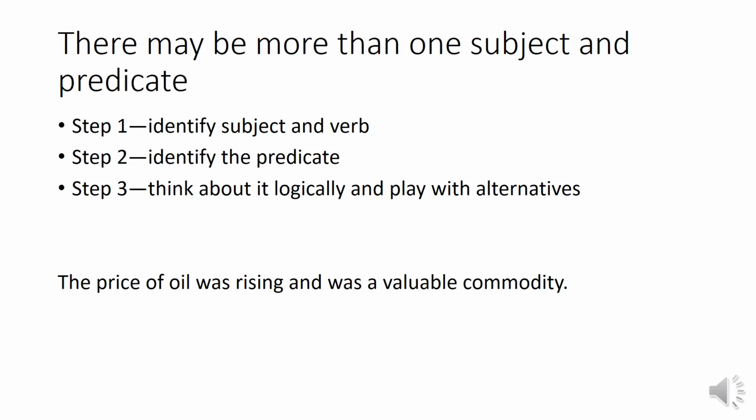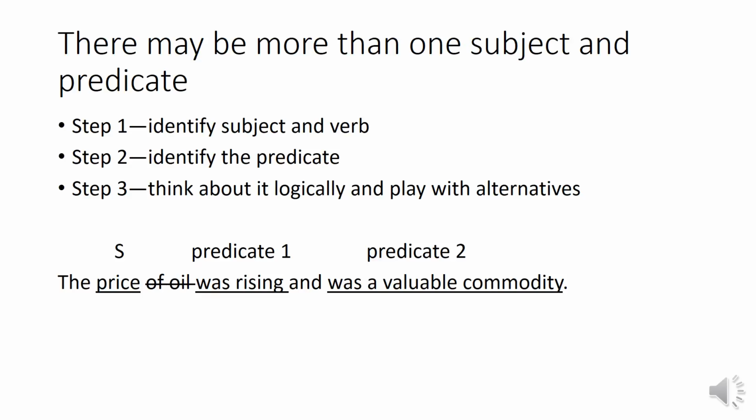Watch out for sentences that contain more than one subject or predicate. Part of the sentence may be correct, but not the other part. Take, for instance, the sentence below. Go through our 3 steps. Identify the subject and verbs, the predicates, and any illogical relationships in the sentence. Pause the video now.